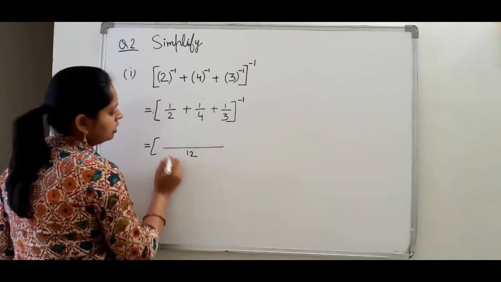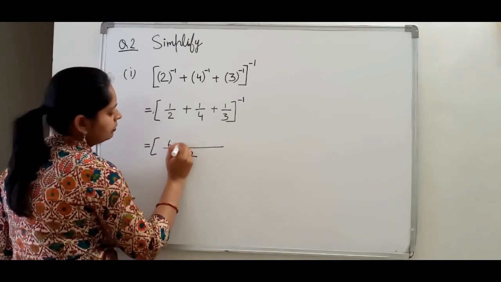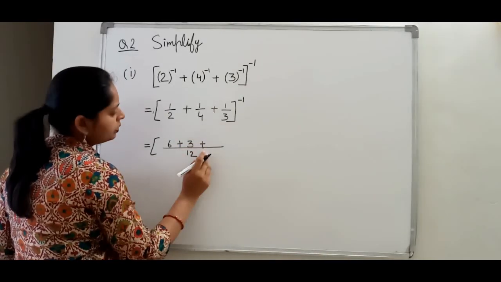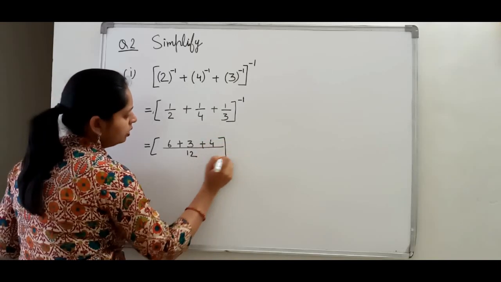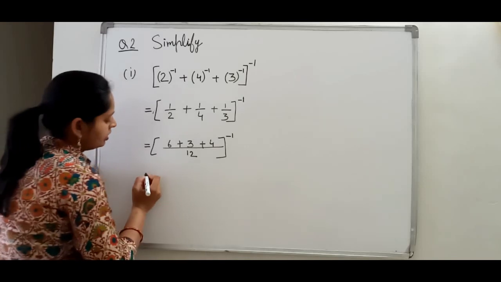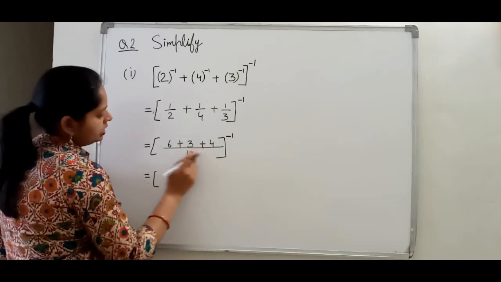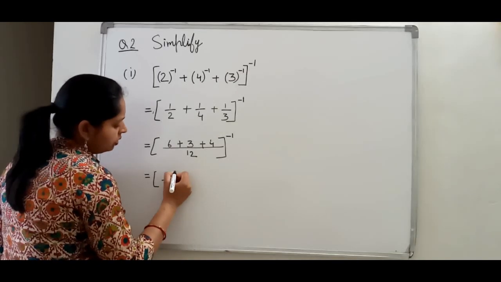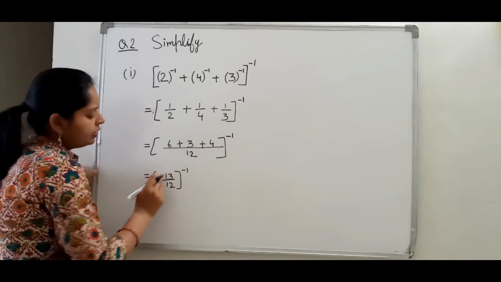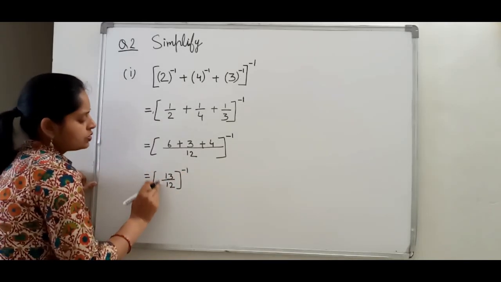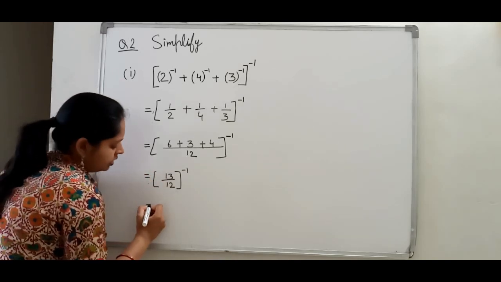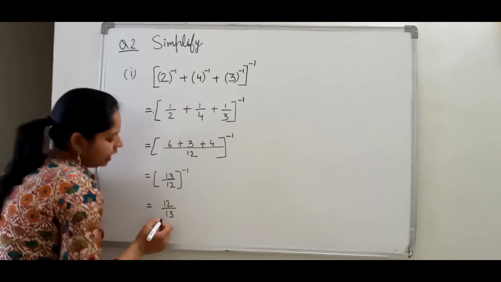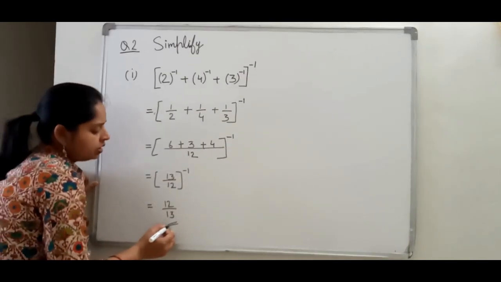12. 2 6 is 12, so 6 will come here, plus 4 3 is 12, so 3 will come here, and 3 4 is 12, so 4 will come here, whole to the power again minus 1. This will be equal to, adding these, 4 plus 6 is 10 plus 3, 13 upon 12 whole to the power minus 1. Now we are having one proper rational number inside, so that we can take the reciprocal of it. By taking the reciprocal, the power will become 1 and there is no need to write the power as 1. So this will be your final answer.